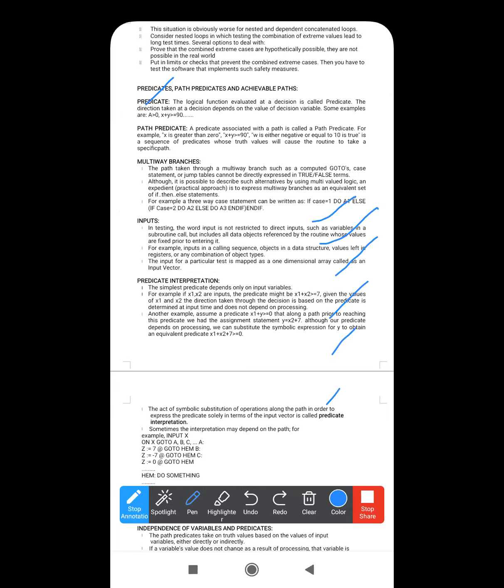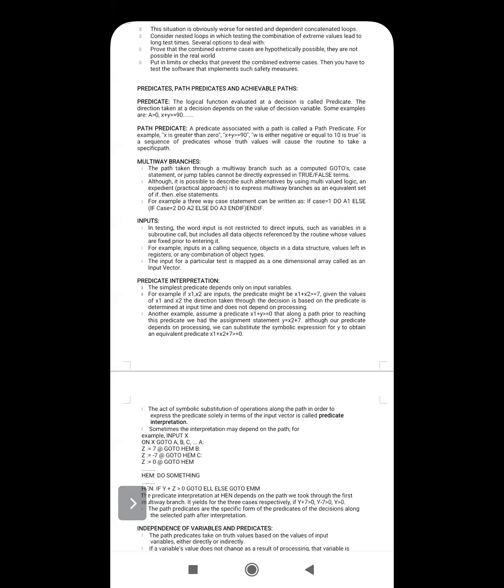What is the meaning of predict? Prediction means before getting the result, we should predict it. That means we should guess, nothing but guess. The logical function evaluated at a decision is called a prediction.